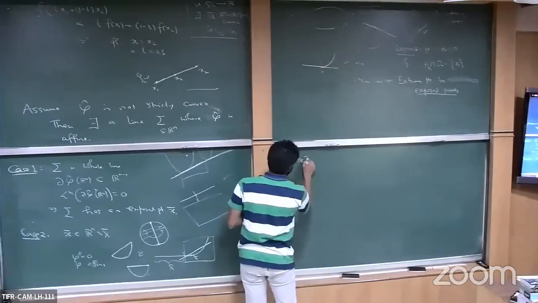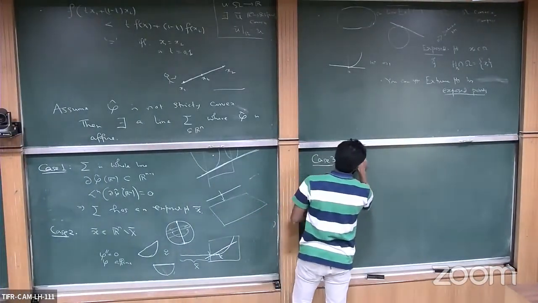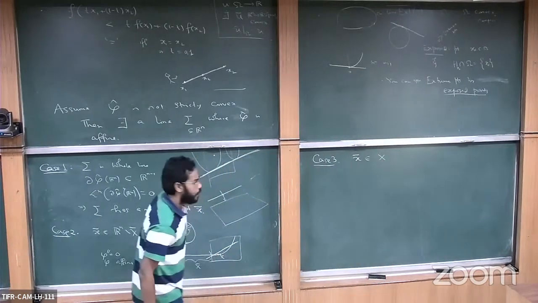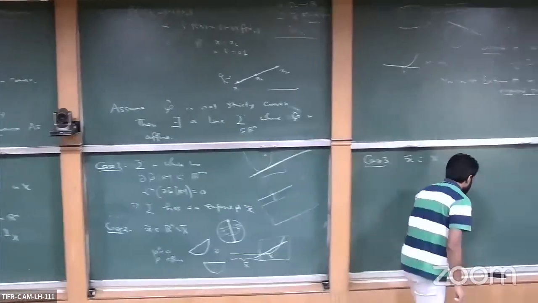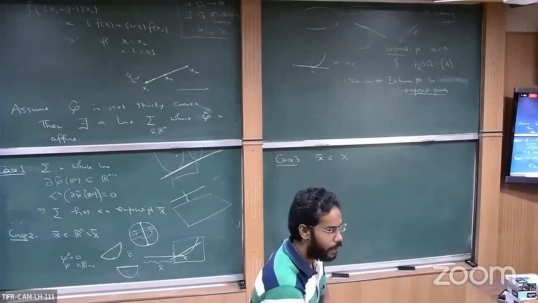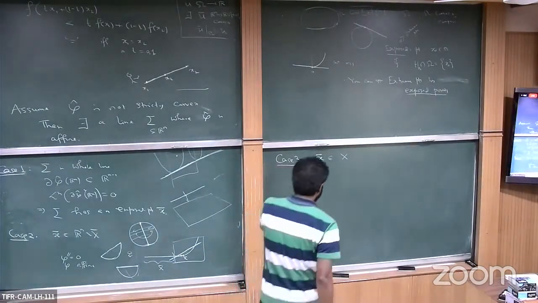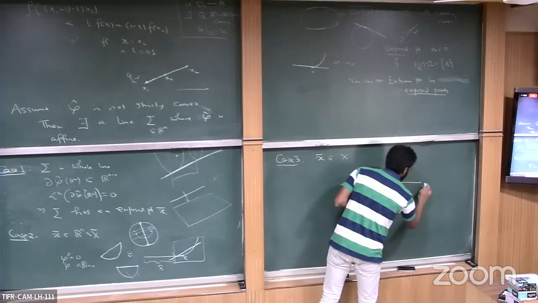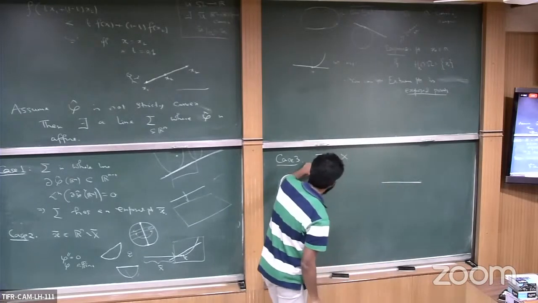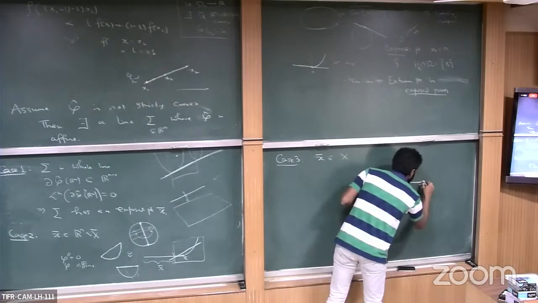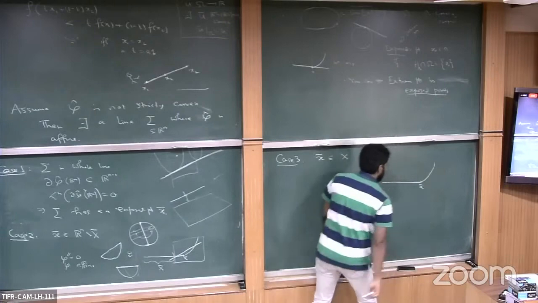So the third situation, case 3: the exposed point lies in the interior of the domain. This is the hard part, which the Caffarelli alternative will exclude. Here is a picture. This is your whole X, and the exposed point is an extreme point. This is your X bar, and the graph is something like this.